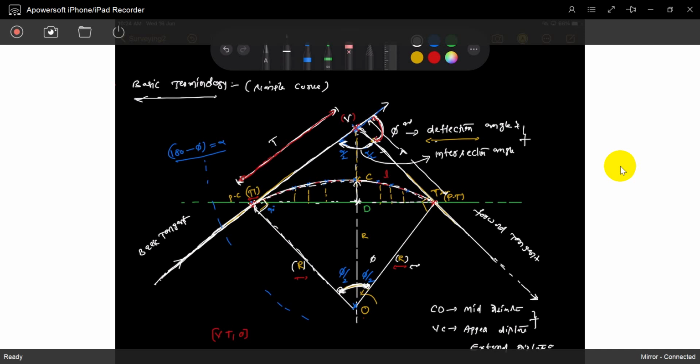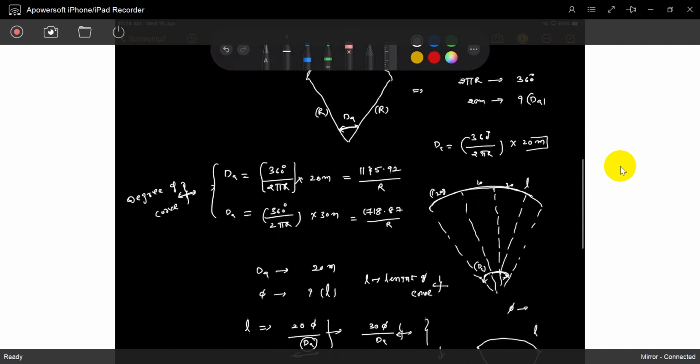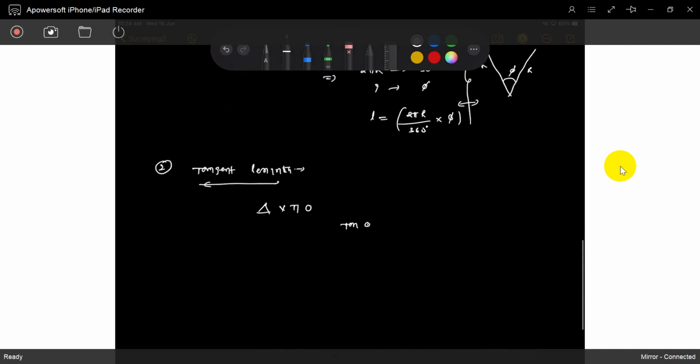T divided by this VO, but we don't know the VO. So cancel it; we can take tan phi by 2. Tan phi by 2 is T divided by R. Is it okay? Tan phi by 2 is equal to T divided by R. So what is T? T is R tan phi by 2. That's it. That is the tangent length.